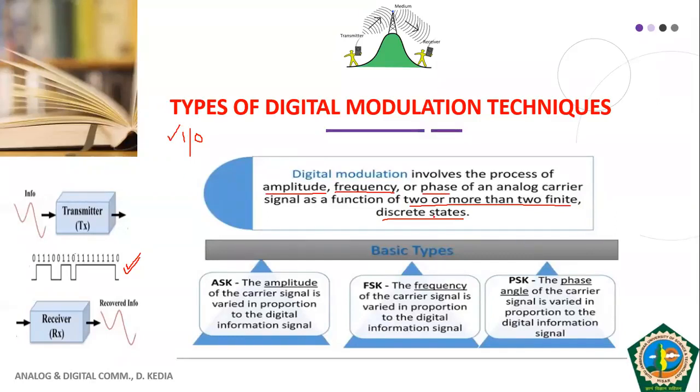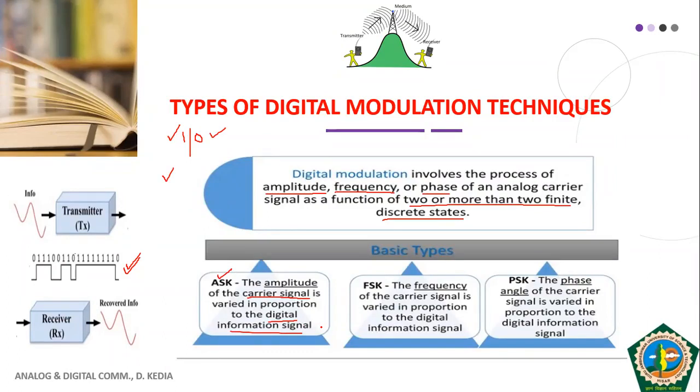So you have two discrete states, and you may have more than two discrete states also. If you use binary, then you have two discrete states. If you use quaternary, you have four discrete states, and so on. So if the amplitude of the carrier signal is changed in accordance with your digital information signal, we get ASK.